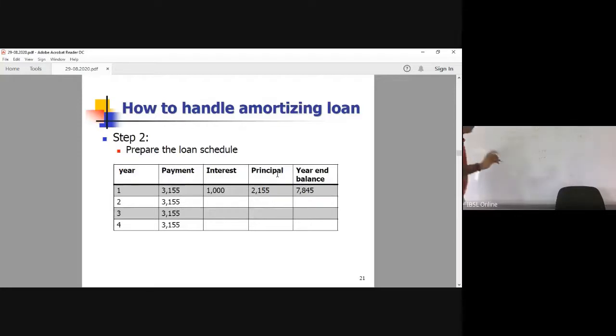But the loan is for 4 years. That doesn't change. Still a 4-year loan. You can't extend the tenor of the loan. How do I manage that then? How do I manage that?